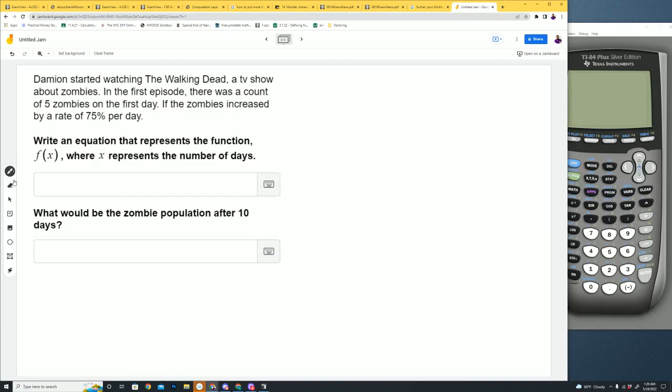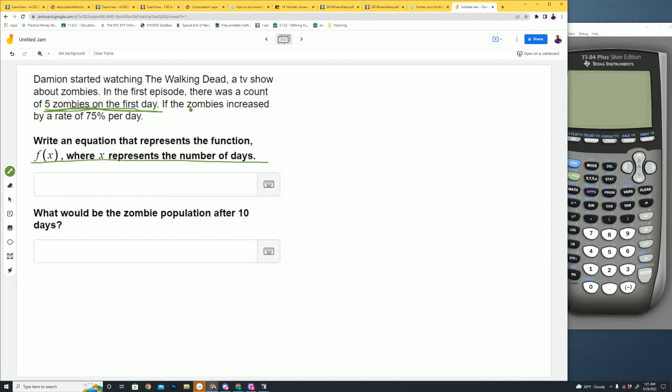So this is what they're asking us to do. This is our question right over here: to state an equation that represents the function f of x, where x represents the number of days. Looking at this problem, we're going to underline some important information. We know on the first day there was a count of 5 zombies, so we started with 5 zombies.